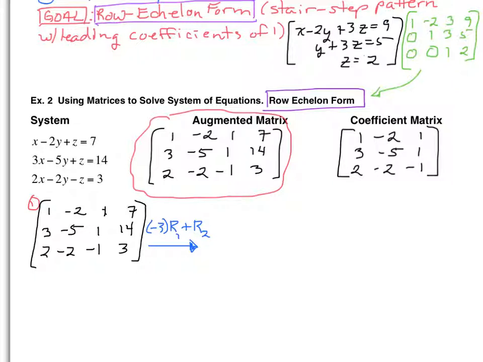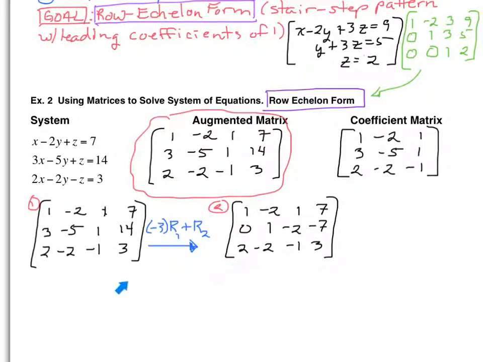And then this is what the other matrix is going to look like. That's matrix 2. So the other matrix is 1, -2, 1, 7, and then 0, 1, -2, -7, and the last row is 2, -2, -1, and 3. So can you tell me what happened from here to here? What's different?